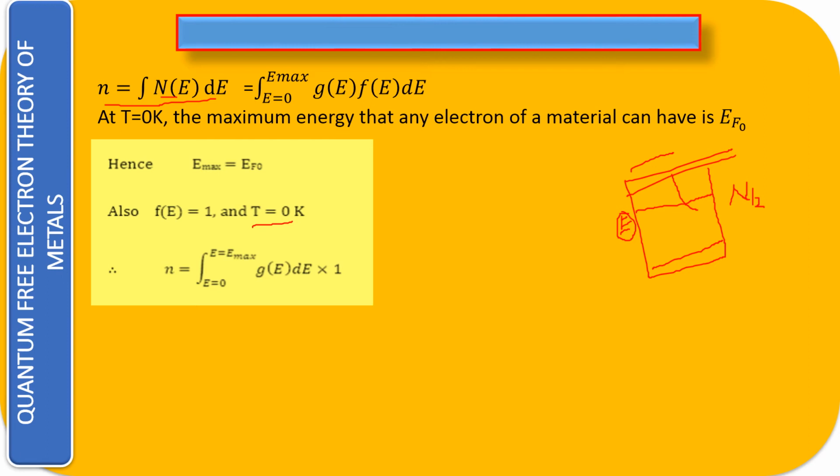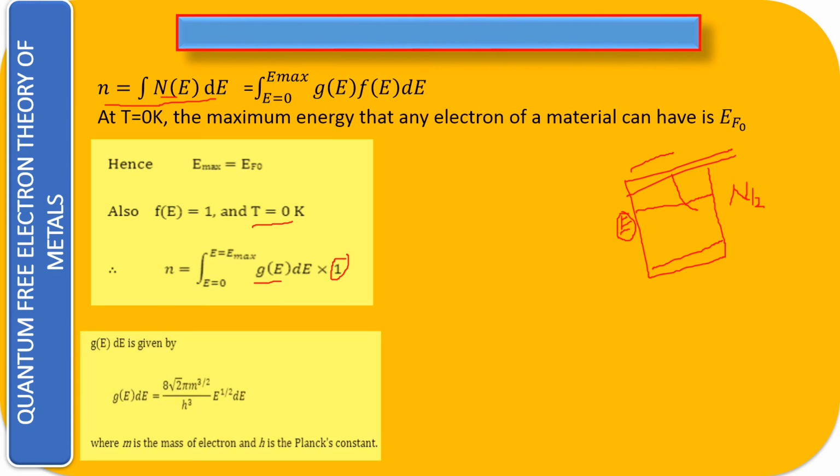So n, the number of the electrons that I am seeing over here, can be given as the product of the density of states, G(E) dE, the mathematical expression for which we already know, and the Fermi-Dirac statistics, which over here will be 1, because if the probability is 100%, we can say the probability is equal to 1. So the value of F(E) I have substituted is equal to 1. Alright. Now substitute the value of G(E), the density of the states. This is the value of the density of the state that we have taken, and we require to substitute it in the above equation.